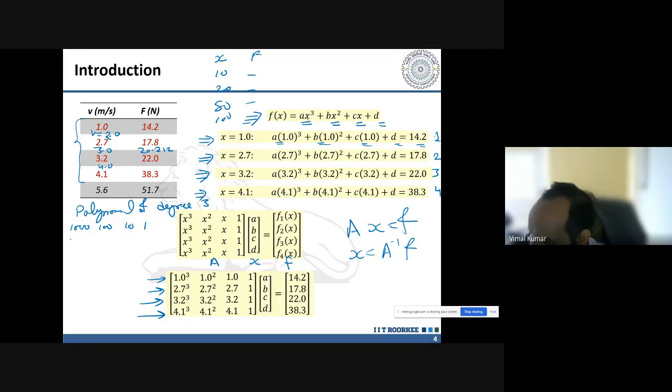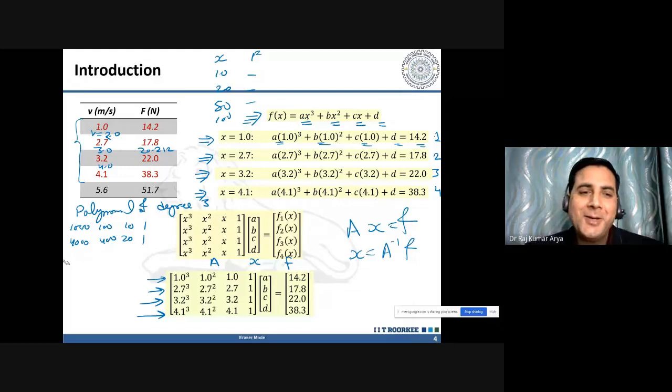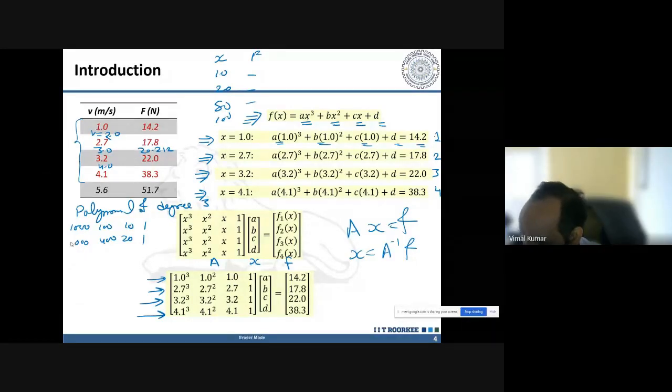Then for 20 it becomes 8,000, 400, 20 and 1. For 50 it becomes 125,000, 2500, 50 and 1. And for 100 it is 10 lakh, then 10,000, 100, and 1.